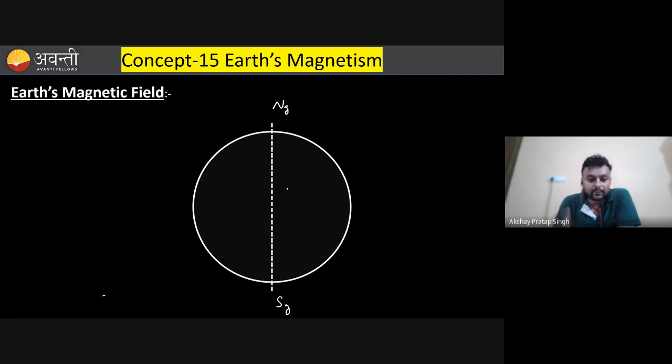Now, the important thing is that our Earth behaves as a bar magnet, and I am giving you one simple homework: what is the phenomenon behind the magnetic field of Earth? How is Earth creating a magnetic field? You can read it in your NCERT books. It is clearly mentioned.